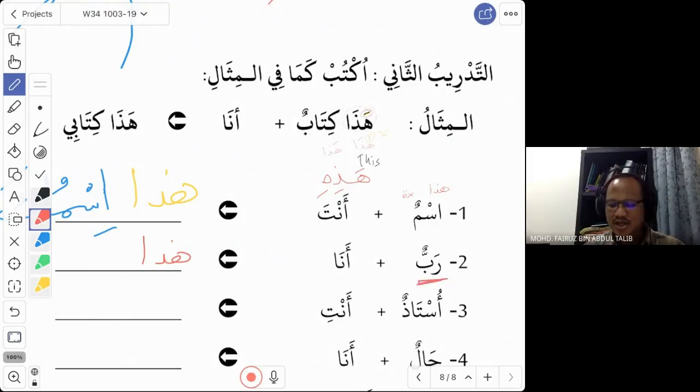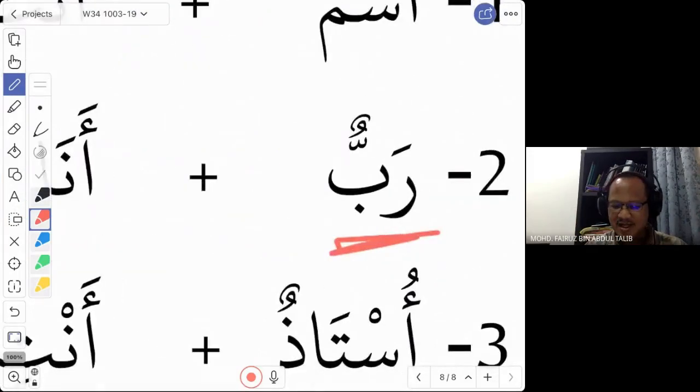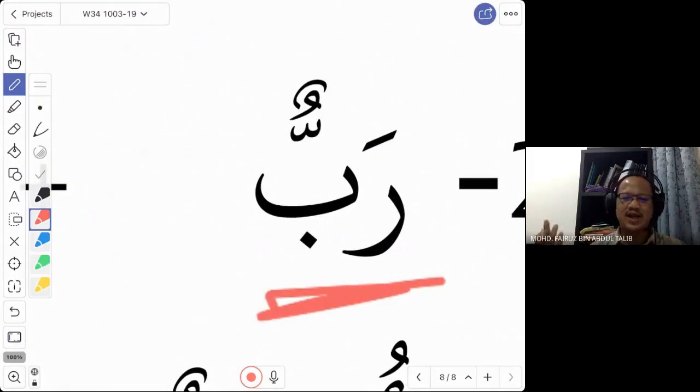So Rob, is that a male or female word? Of course, we don't say that God has a gender, because Allah is the creator and we cannot compare the creator with us, with the creation. So we don't talk about the gender of God.